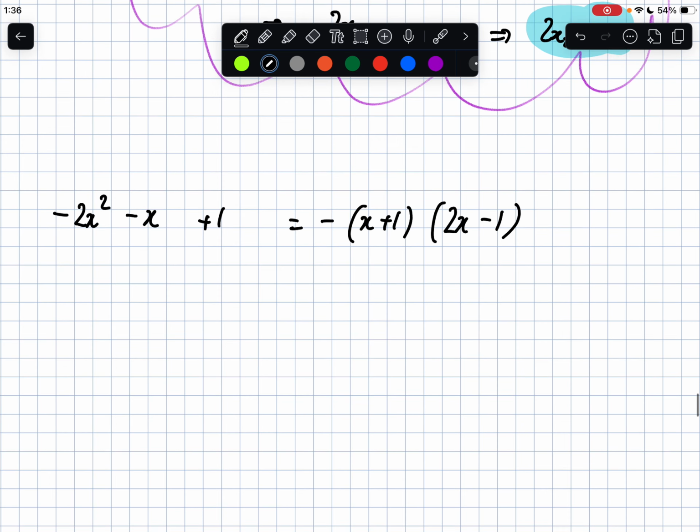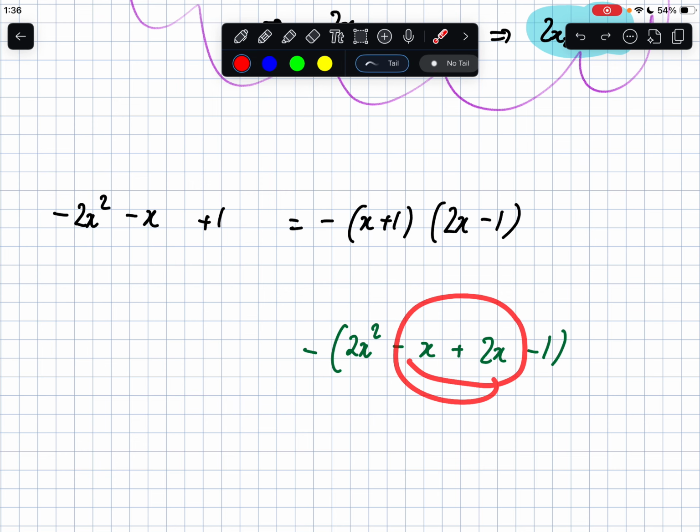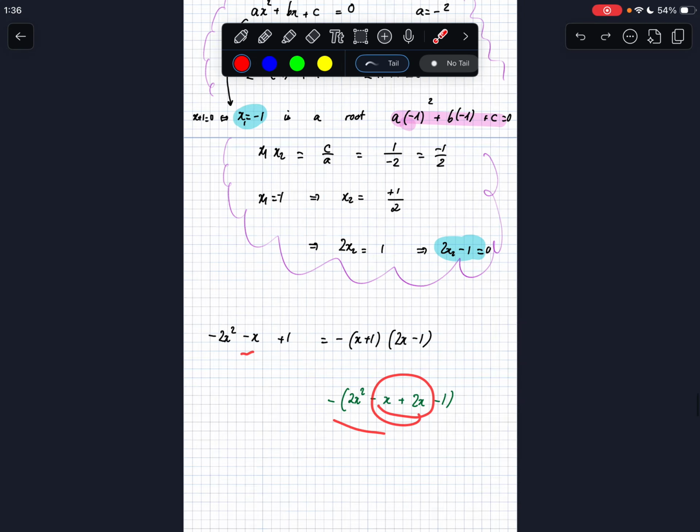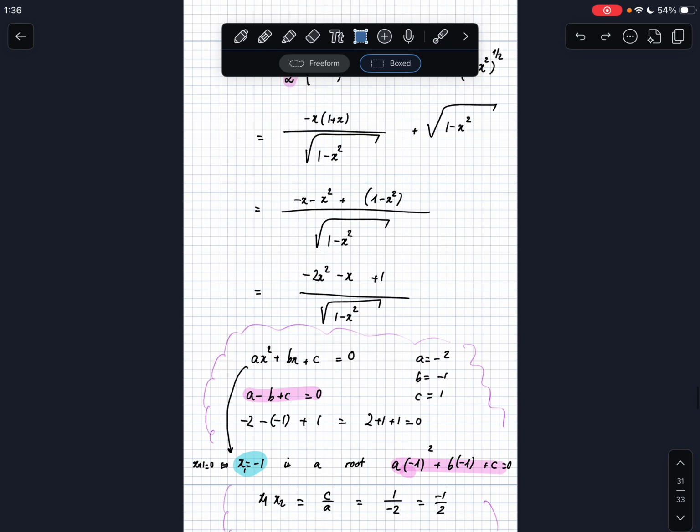Let's verify what I did. Minus 2x squared minus x, times 2x minus 1, which is minus 2x squared minus x plus 1. Perfect. Here we factor that.